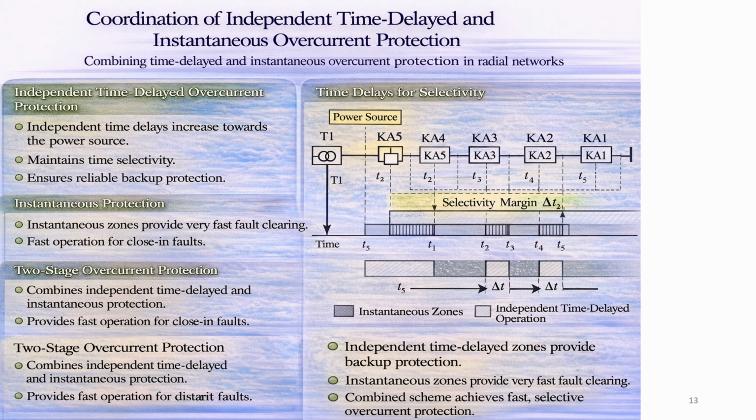To reduce fault clearing time, independent time delay protection is combined with instantaneous protection. In the figure, the shaded area represents instantaneous protection zones. Within these zones, faults are cleared immediately. Operation time is very short. Outside those zones, independent time delay protection applies. Selectivity is preserved by time coordination. This two-stage scheme provides the best compromise. Fast operation for close-in faults, reliable backup protection for distant faults. Because of this, independent time delay protection combined with instantaneous protection is widely used in radial networks.